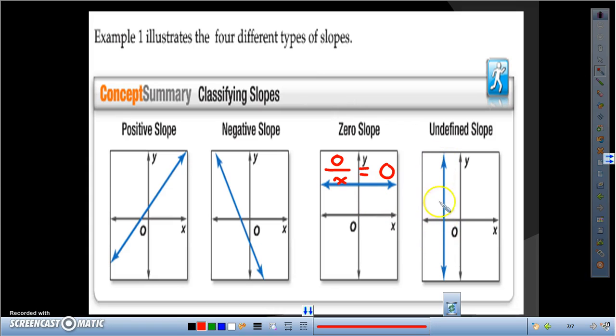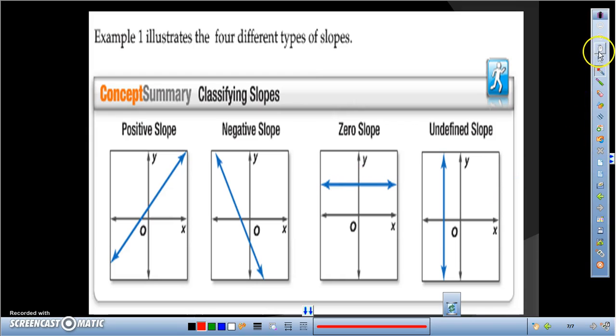Vertical lines have an undefined slope for a very similar reason. Here we're only moving along the y-axis, meaning that when I plug into the slope formula, the denominator will have a 0 because I'm subtracting the same x value from itself. And anytime you have a 0 in the denominator, it doesn't matter what value is in the numerator, you have an undefined value. All right?